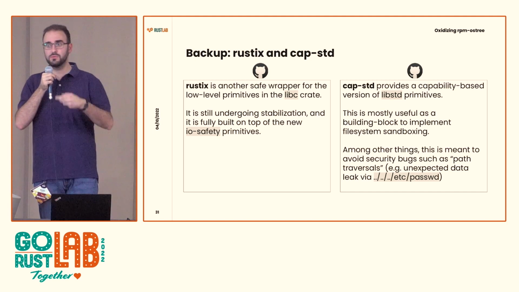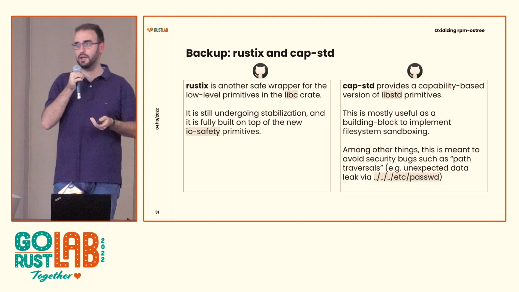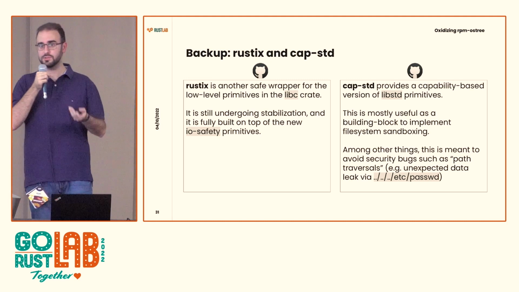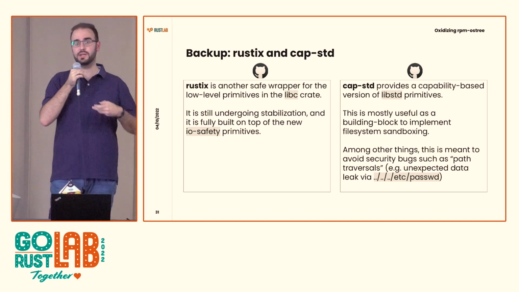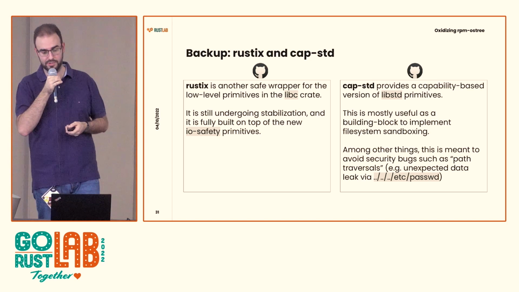One is Rustix, which is similar to the crate that I showed you before, Nix, for accessing the POSIX API, but in a way which is IO safe. It means that it knows when a file descriptor is borrowed, when a file descriptor is owned, and what the lifetime of it is.